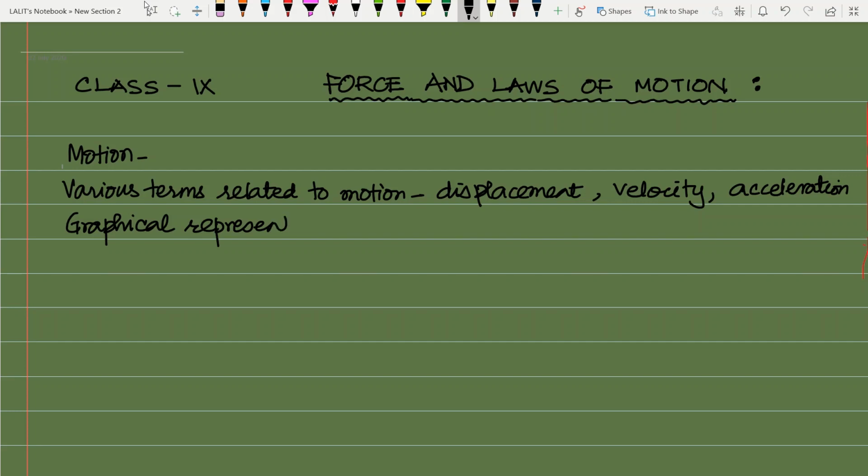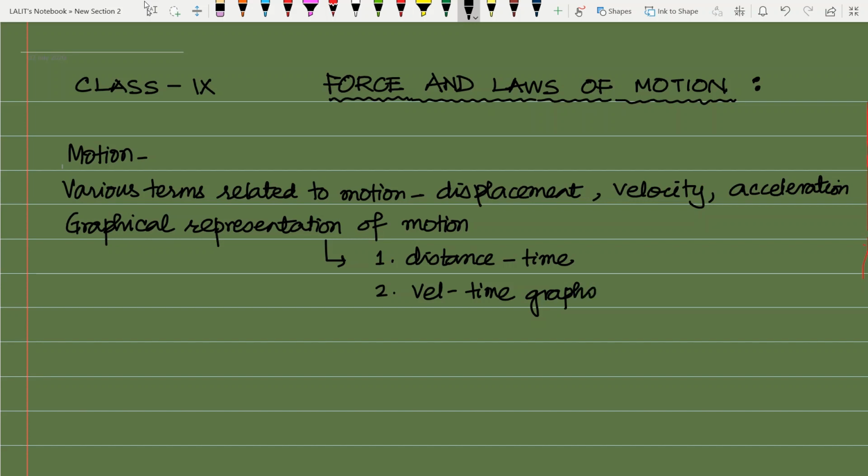where we studied two different types of graphs. One was the distance time graph, and the second one was the velocity time graph. After we discussed the graphs, we derived the three equations of motion.